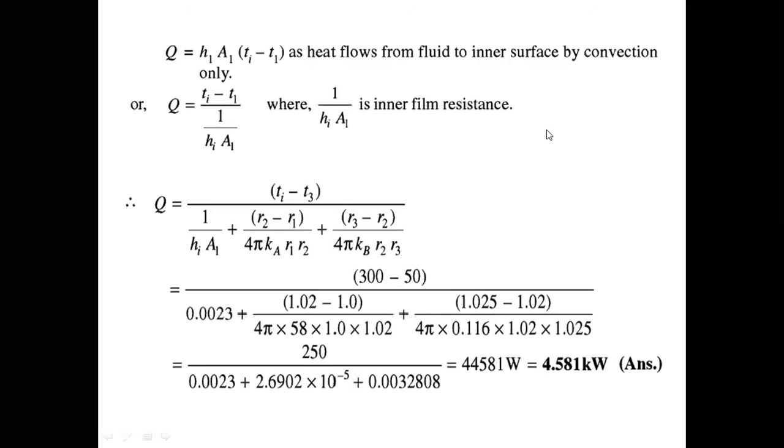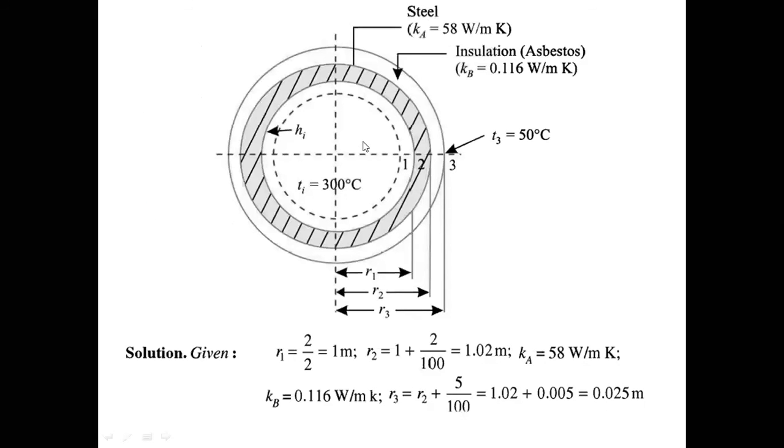Okay. So we know Q equals to, if we try to draw the circuit, first will be what? First will be this Ti to T1 temperature, Ti to T1, and what will be the resistance? 1 by Hi into inner area. Inner area will be 4 pi R1 square.